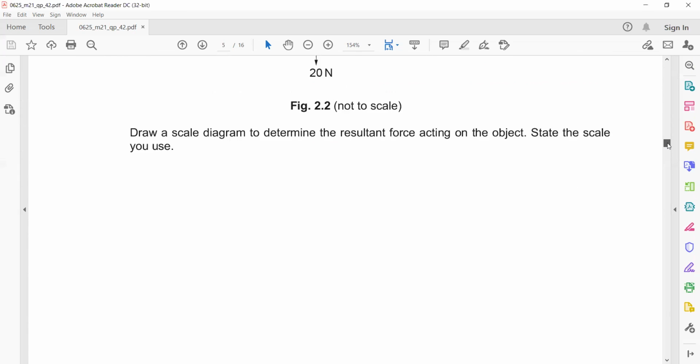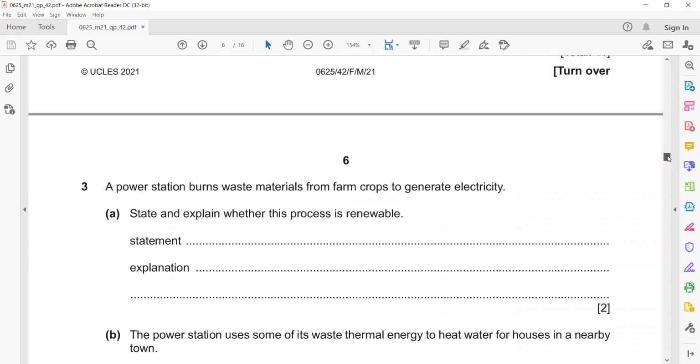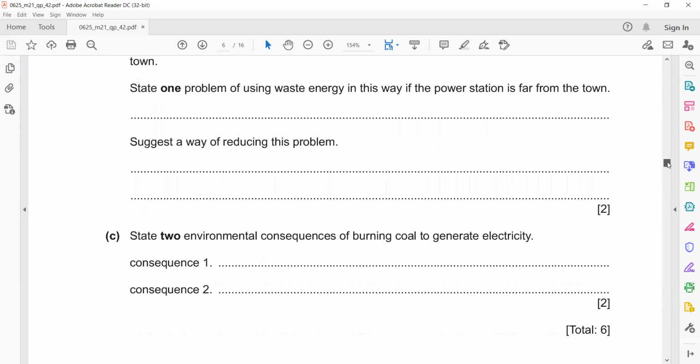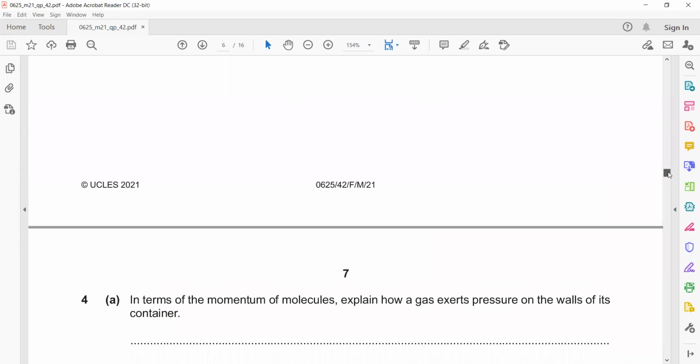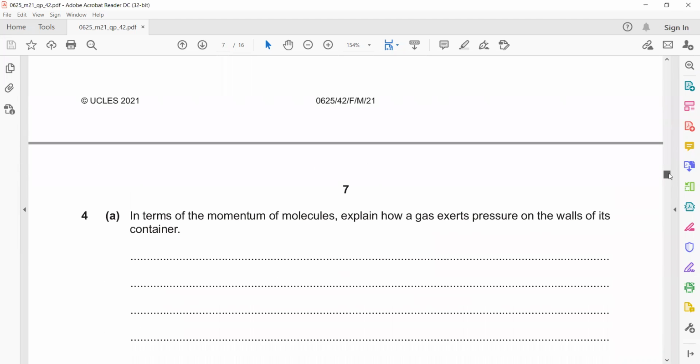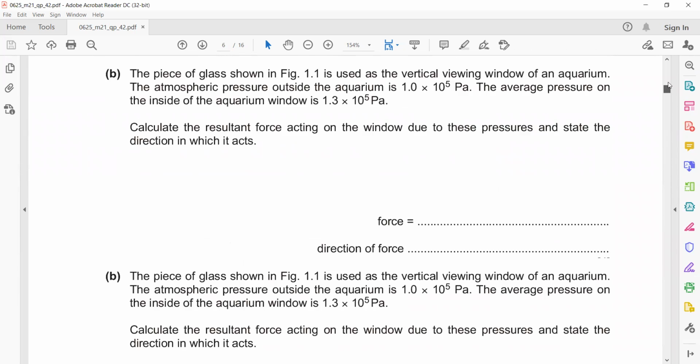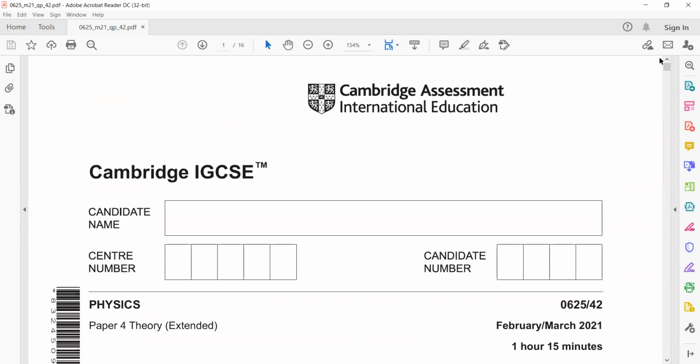This question is not related to topics which we completed. So these are the questions related to topic which we have completed. Any question related to this paper? So I'll end the session and share this with you.